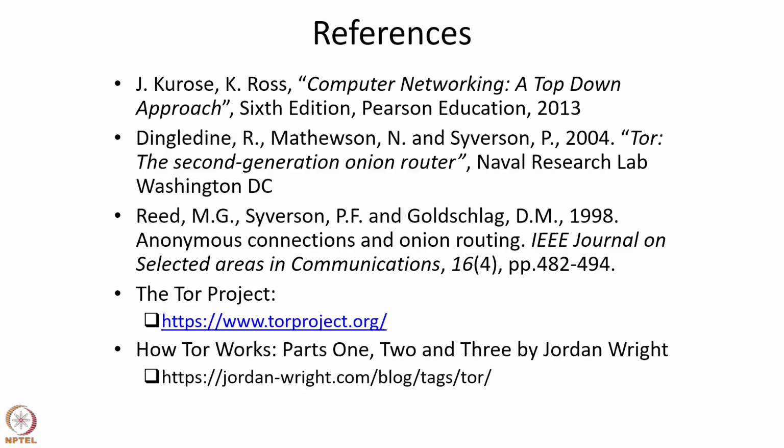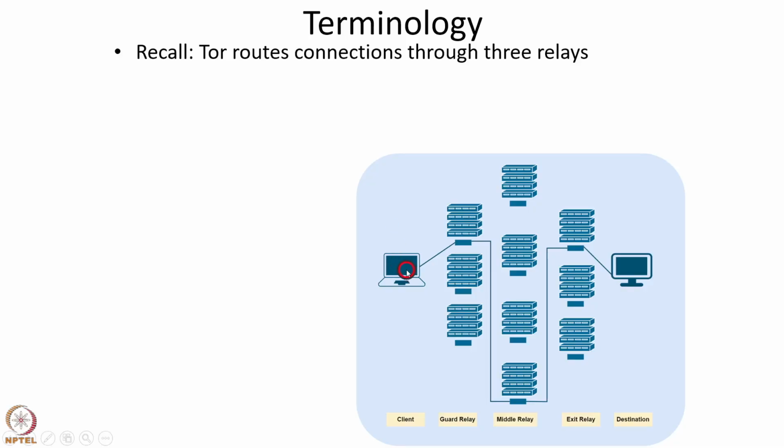Hello. Recall that in the previous lecture we introduced Tor, the onion router. We will now discuss its operation in detail. To discuss the operation of Tor in detail, we introduced some terminology. Recall that in Tor, a source connects with a destination through three intermediate relays. So an example is shown here.